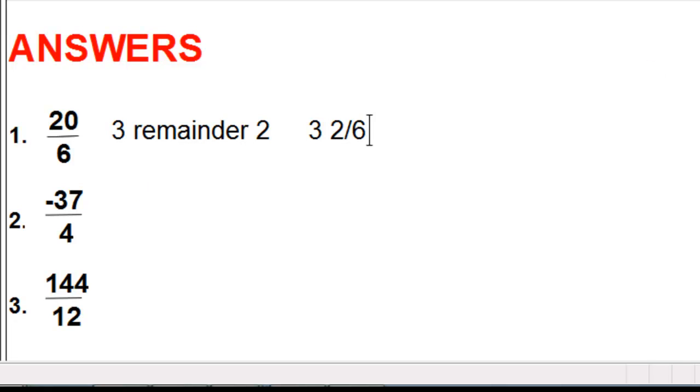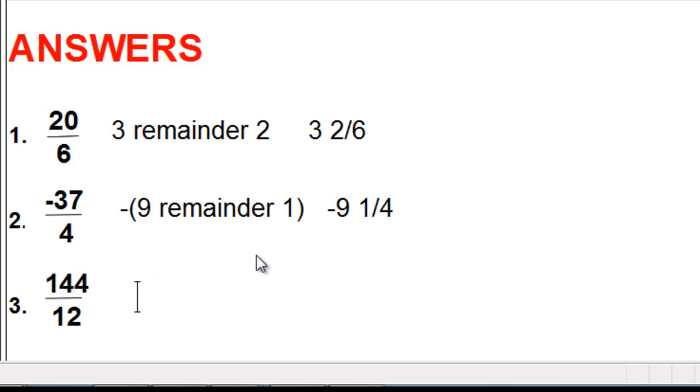Okay, what happens when you have a negative? Well, what we're going to do is just put a negative in front of the whole thing. So that's negative and then brackets. So 37 divided by 4 is 9, remainder 1. So what's your fraction? Well, you're going to put the minus first, and then 9. Remember, the remainder goes on top, 1 over 4, because the denominator is the same as the denominator of the improper fraction.